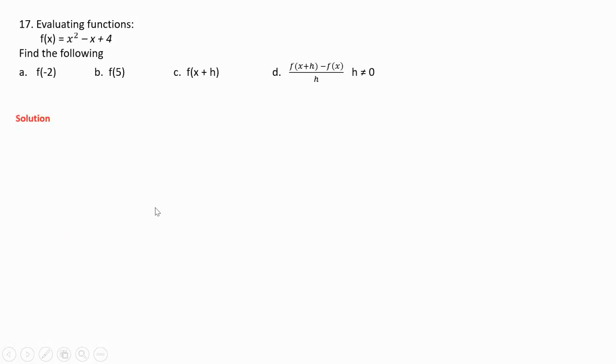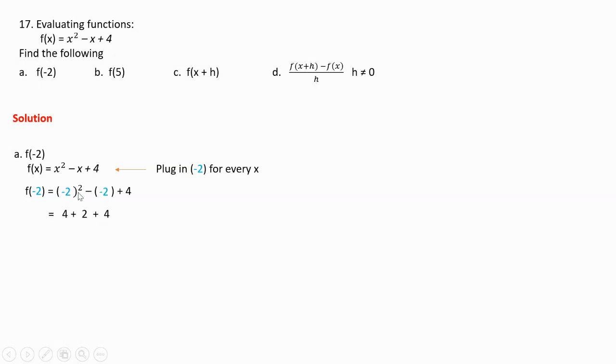So let's start with A. We're finding f of negative 2, which means I'm going to plug in negative 2 for every x. So I'm going to plug in the negative 2 where the x is, and also there where the x is. Now we get to simplify. Negative 2 squared will give us 4. Negative minus 2 will give us positive 2, plus 4, so the result will be 10. So f of negative 2 is equal to 10.